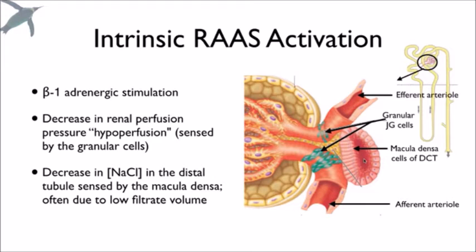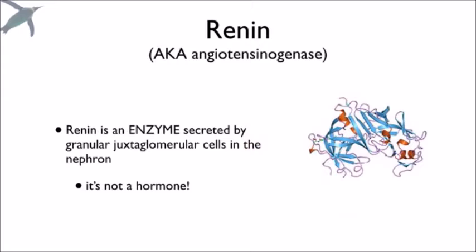That's what's going to cause that drop. Any of these three things will cause RAAS activation to occur. What's going to happen is those granular cells will secrete the enzyme renin, also known as angiotensinogenase. I'm just going to call it renin, if that's okay.